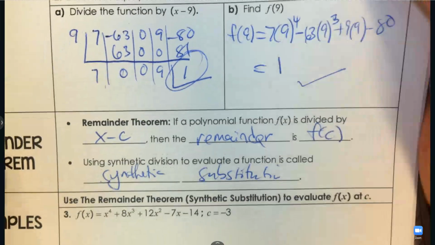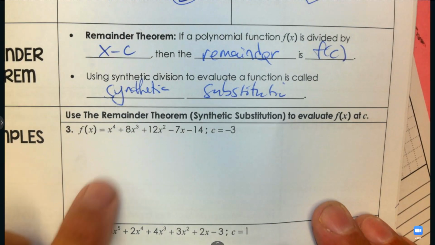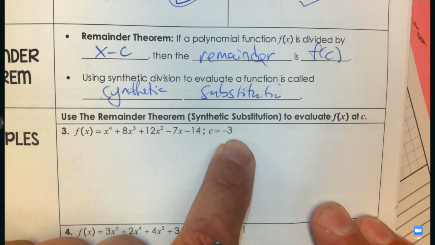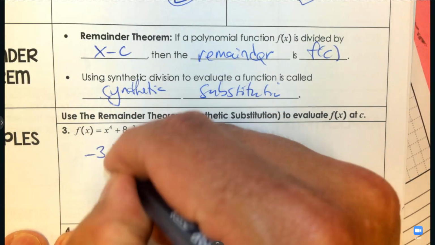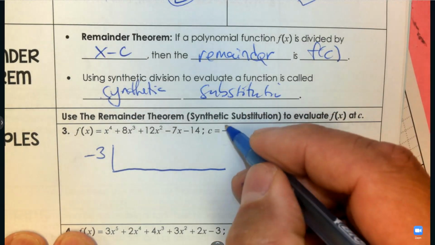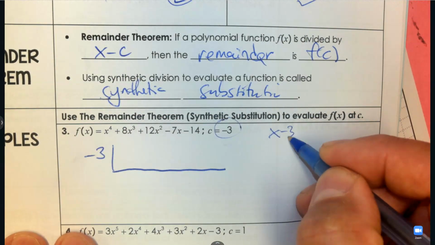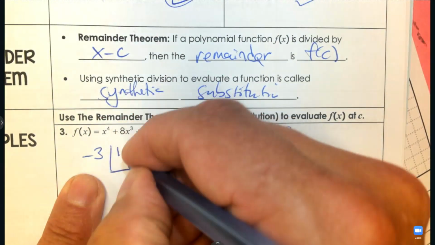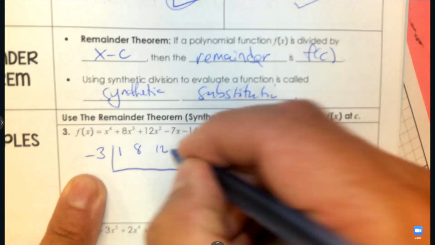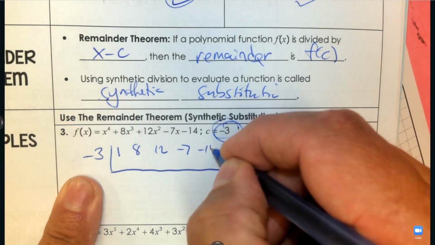Okay, so how is this going to work? So how do I evaluate when it's -3? Instead of plugging in -3, and it gives you -3, so I don't change the sign. If this said x minus 3, then it would be positive. But it just gives you -3. We use it. 1x to the 4th, 8x cubed, 12x squared, -7x, -14.